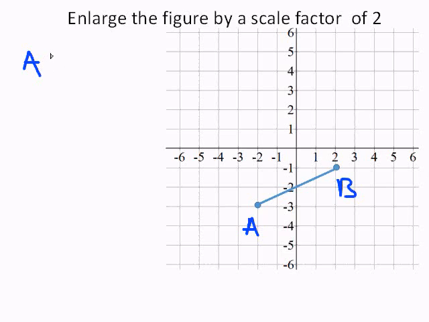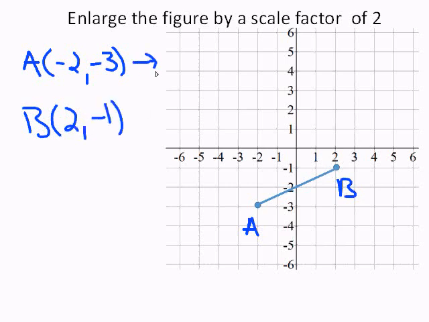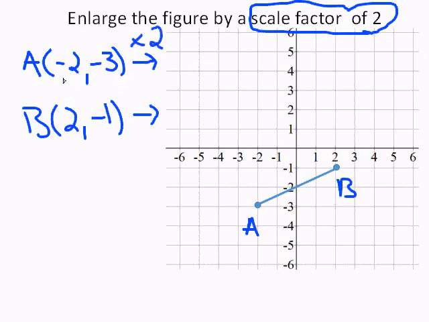So A is the point -2, -3. And B is the point 2, -1. And what we're going to do with those points is make them 2 times larger. That's our scale factor of 2. In other words, when we multiply by 2, it's not going to be -2, -3 anymore. It's going to become -4, -6.